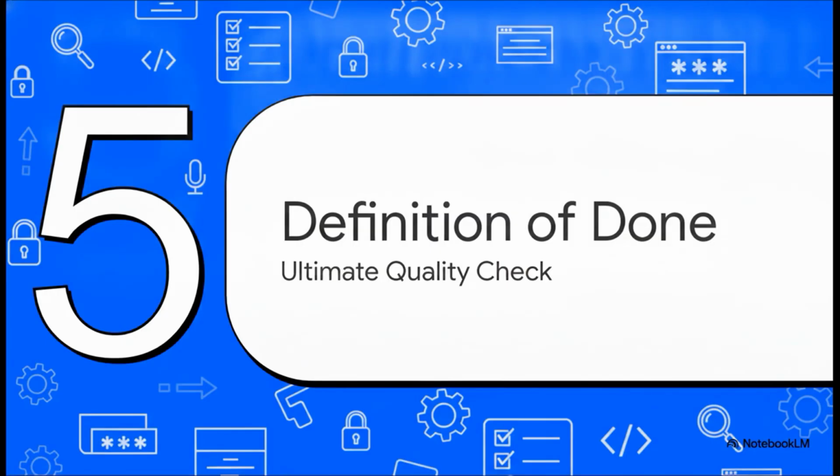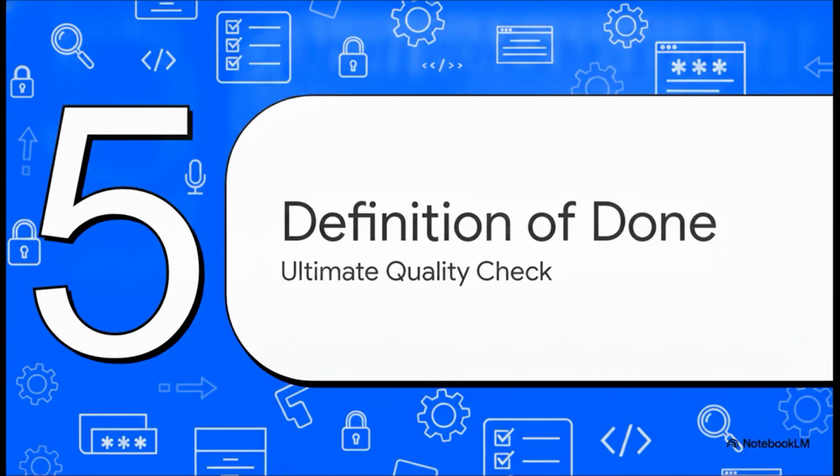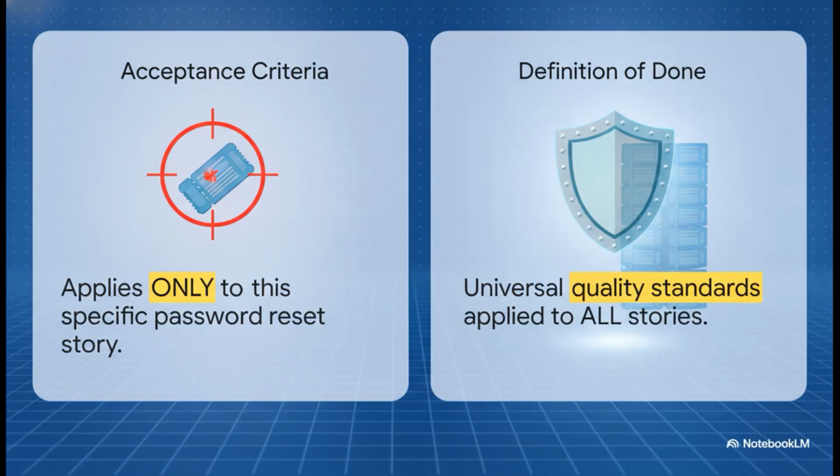If we fast forward a bit, a developer proudly announces during the daily Scrum that they have finished the password reset feature. They coded it and it meets the acceptance criteria that we talked about earlier. But in Scrum, this is not where we call it done. What's really interesting here is contrasting these two concepts.